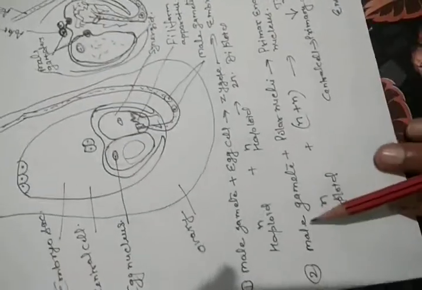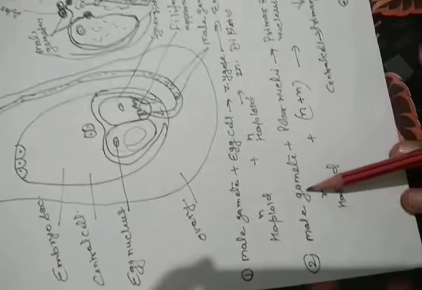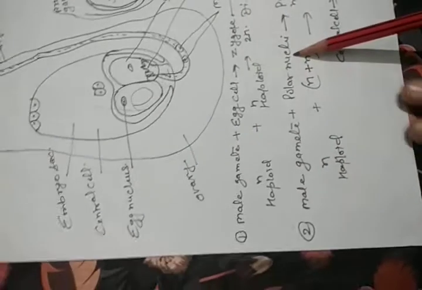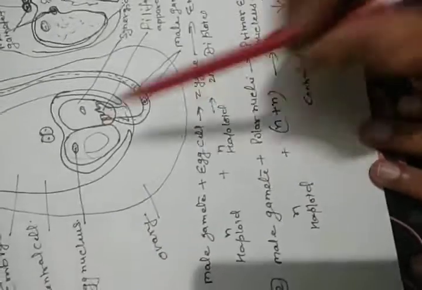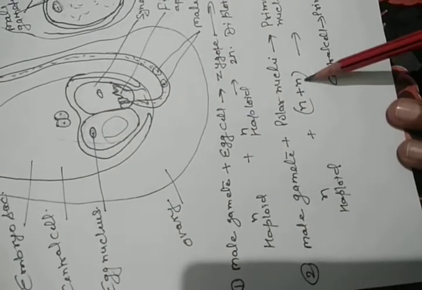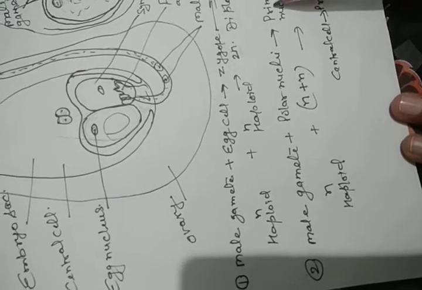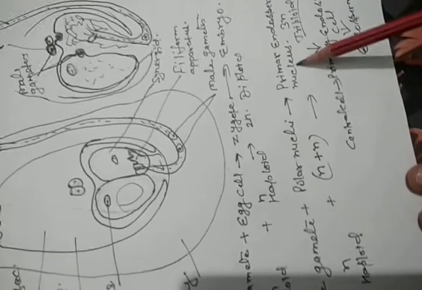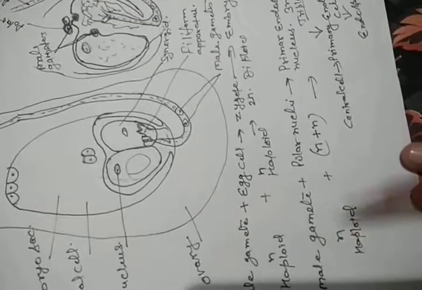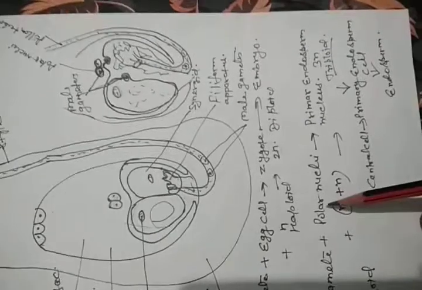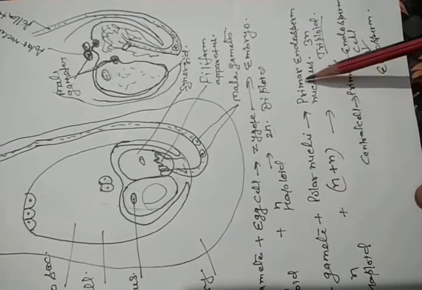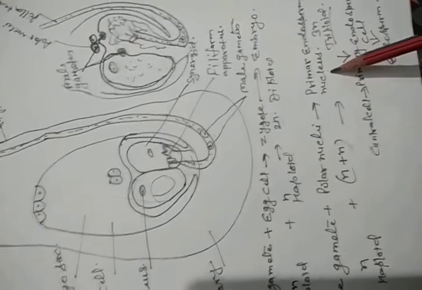Now the other male gamete, this is the second male gamete, now fuses with two polar nuclei. There are the two polar nuclei. So it fuses with the two polar nuclei to form the primary endosperm nucleus. So one nucleus of the male gamete and two polar nuclei fuse to form the primary endosperm nucleus.